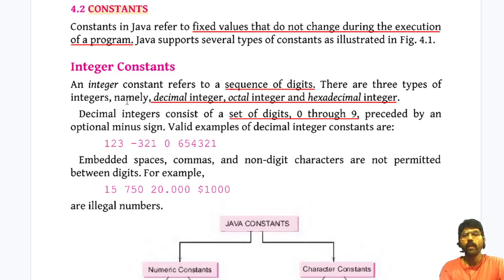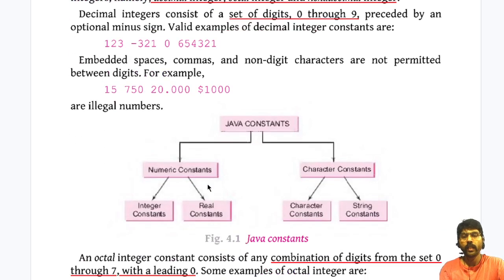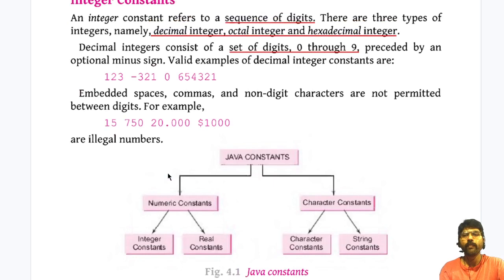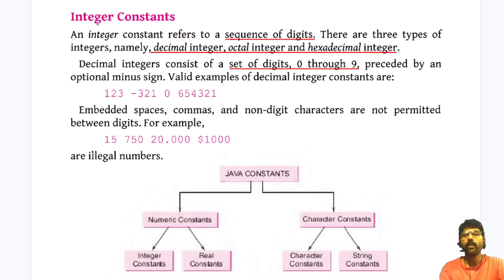Now, in Java, there are different types of constants. They are numeric constants and character constants. Numeric constants mean integer constants and real constants. In character constants, we have the character constant and the string constant. I will explain all these constants one by one. First, we are learning the meaning of integer constant.